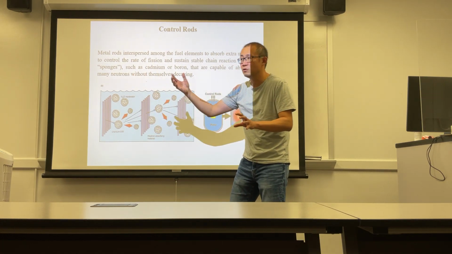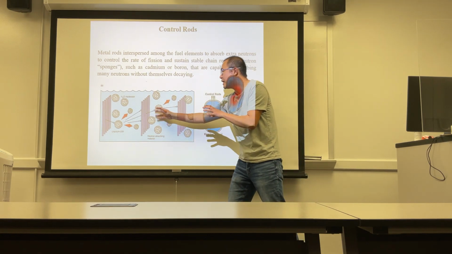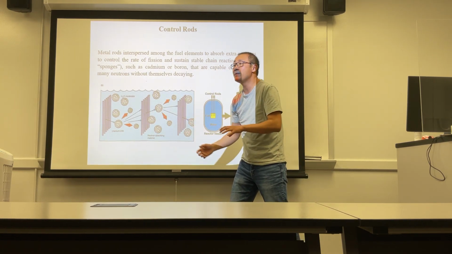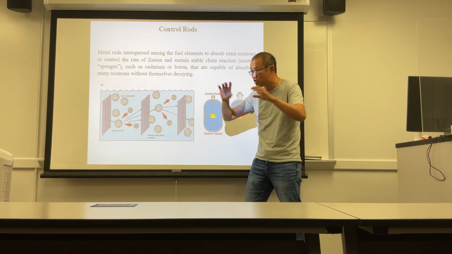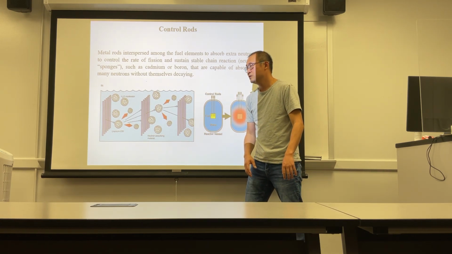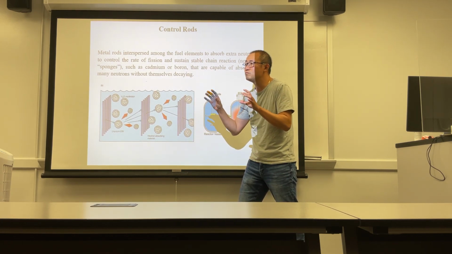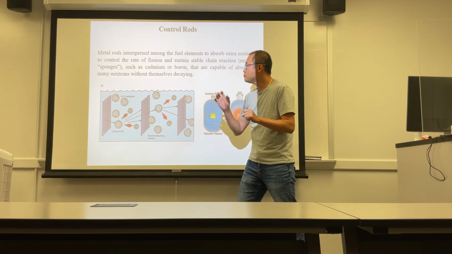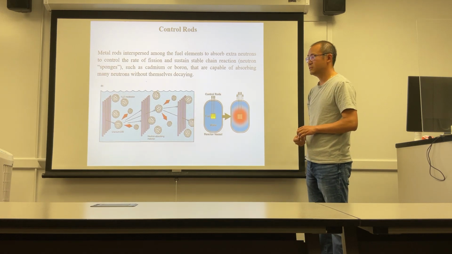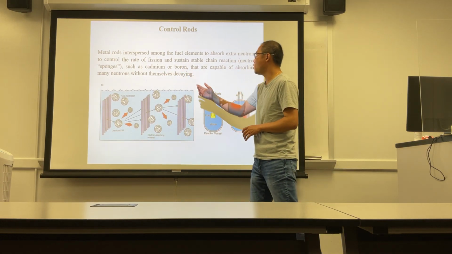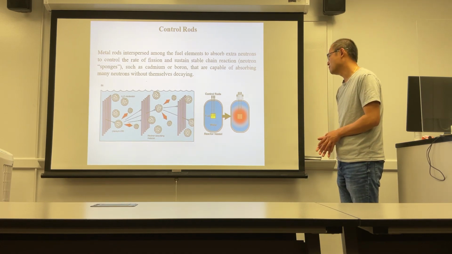What do neutron sponges do? They take some extra neutrons away. Why? Because we don't want neutrons to hit too many uranium-235 atoms to start the reaction. We want the reaction to be at a very stable rate, not a chain reaction rate. So the control rod serves as a sponge to take extra neutrons away. Commonly used elements are cadmium and boron, which are capable of absorbing many neutrons without themselves decaying.